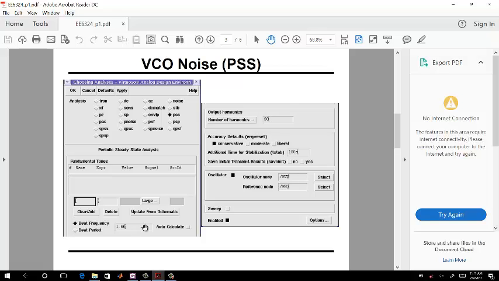Let's say here you give a 1.6 gigahertz frequency, and when it does the PSS analysis, it finds an actual period, which might be 1.603 or somewhere nearby. So you save these transient results. If you want to see the transient waveform after doing the PSS analysis, you can do that.